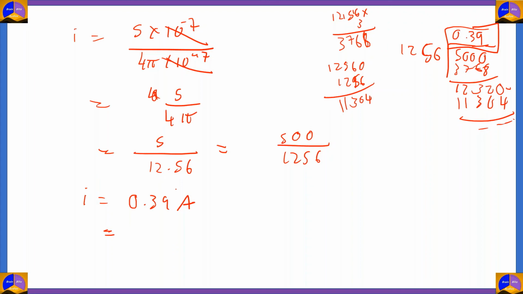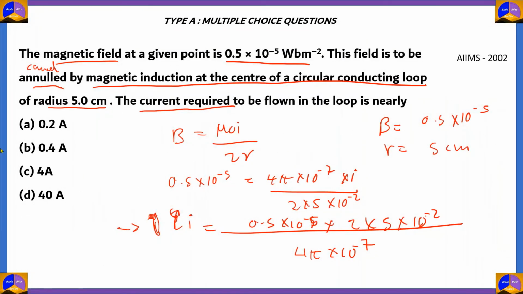Now, when we have a value greater than 5 in the decimal point, then the previous digit will get converted to the next highest digit. So 0.39, because of the 9 here, we can write it as 0.4 amperes. So the value of current will be equal to 0.4 amperes, which is the same value as given in option B. So option B, 0.4 amperes, is the right answer.